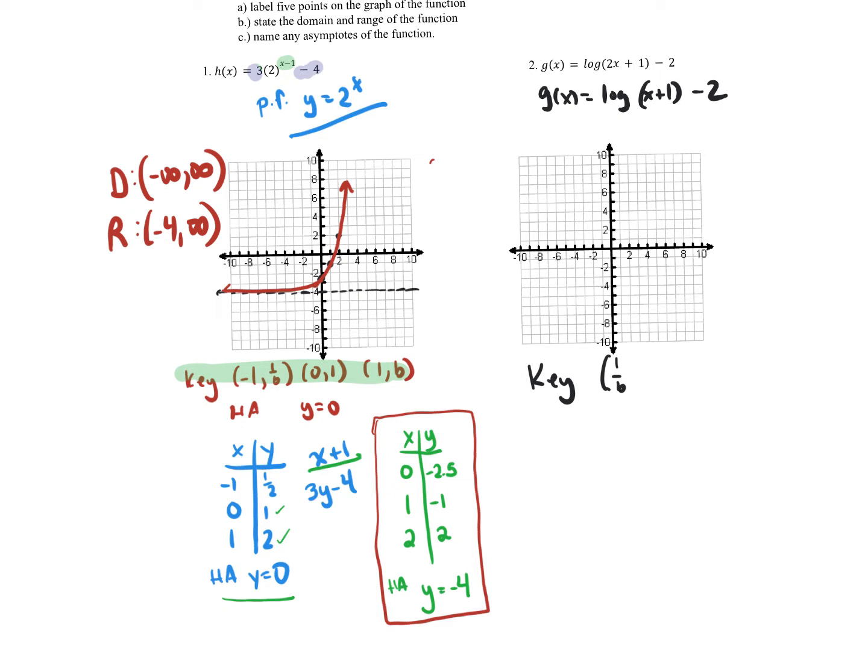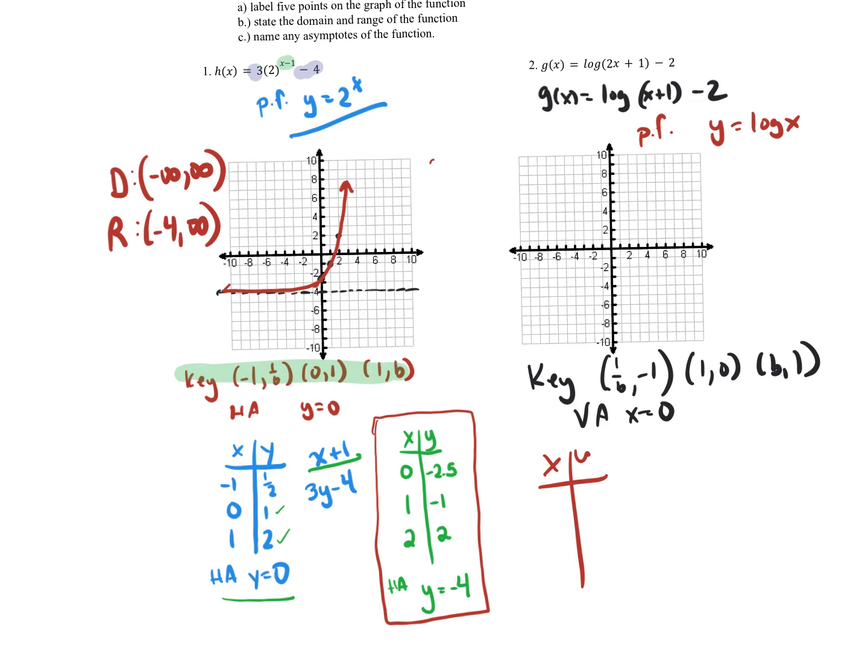So 1 over b, negative 1, 1, 0, and b, 1. And this is going to have a vertical asymptote of x equals 0. So our parent base function in this one is simply just going to be log of x. So that's giving me a base of 10. So my key points will simply be 1/10 and negative 1, and 1 and 0, and 10 and 1.